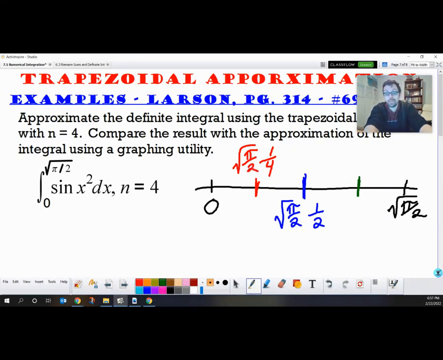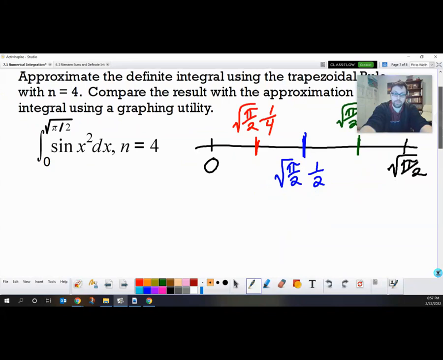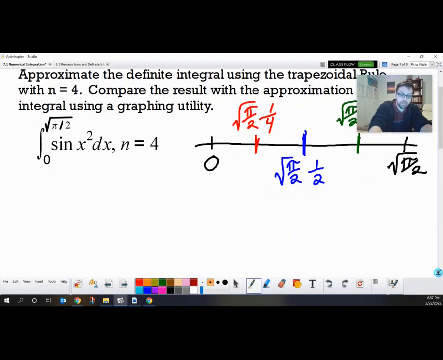Finally, we want one. Now you can kind of see we got each one at 1/4. So this will be at the square root of pi over 2 times 3/4. So we got 1/4, 2/4, which is a half, and then 3/4. Okay, so let's do that trapezoidal approximation.